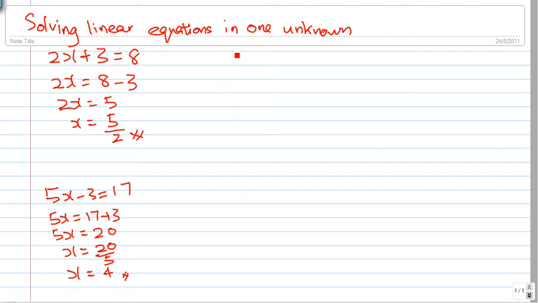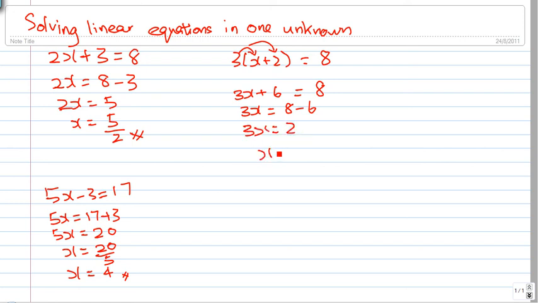Let's try another example. If you have 3 times (x plus 2) equals 8, you can choose to expand this, no problem. 3 times x will give you 3x, and 3 times 2 will give you 6, and that equals 8. 3x equals 8 minus 6. 3x equals 2, and x equals 2/3.